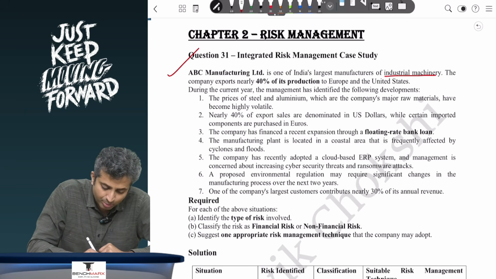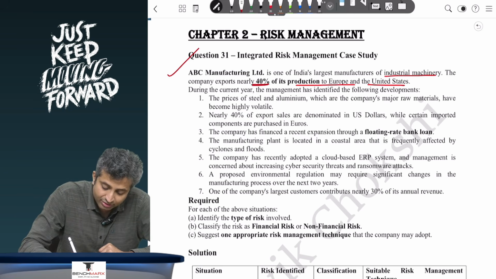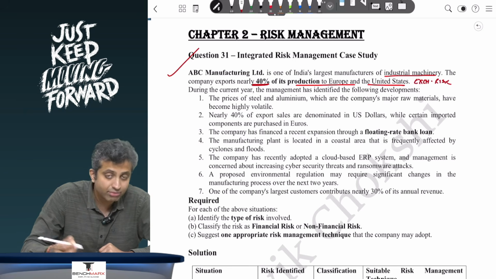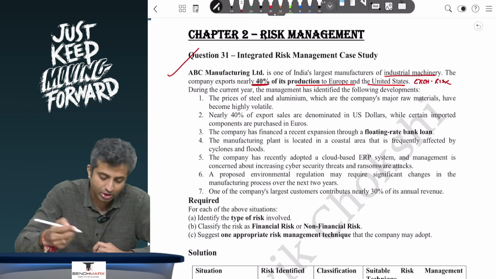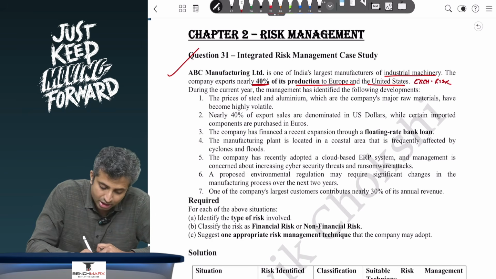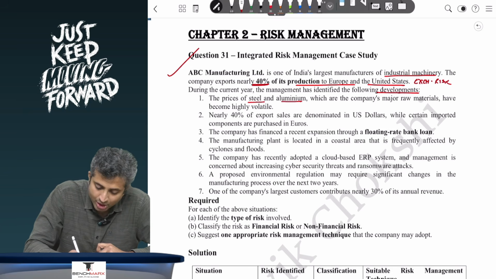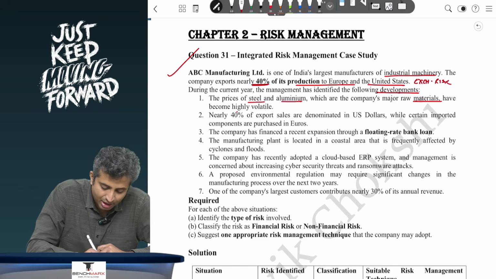The company exports nearly 40% of its production to Europe and USA, which means there's definitely an exchange rate risk which can be there. Like today, that is a very real threat with the dollar going the way it is going. During the current year, the management has identified the following developments. The price of steel and aluminium, which are the company's major raw materials, have become highly volatile, which means over here there's a commodity price risk.